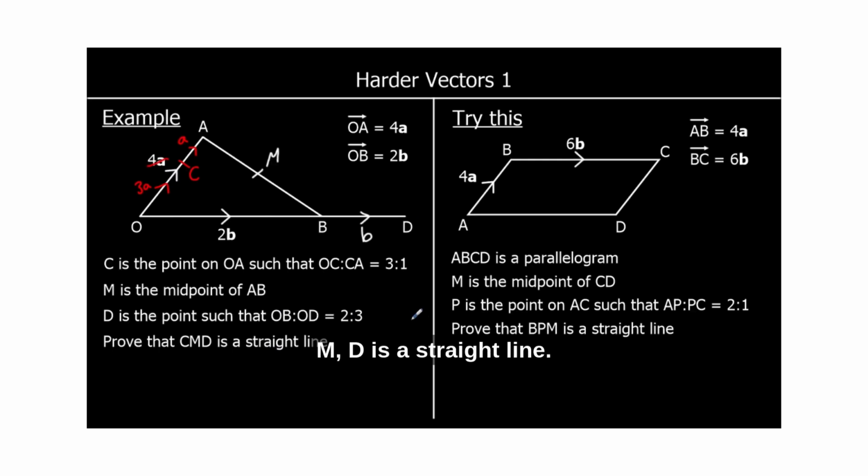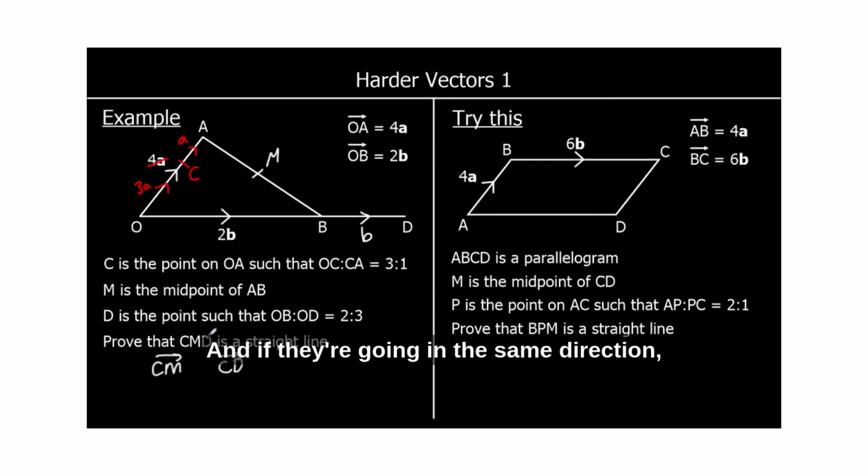We need to prove CMD is a straight line, so from C to M to D, they all line up. We can do this by working out C to M and C to D. We can show that it's a straight line if they're going in the same direction. They both go through C, and if they're going in the same direction, it must be a straight line. That would mean one is a multiple of the other one. They're in the same direction, just one's bigger than the other.